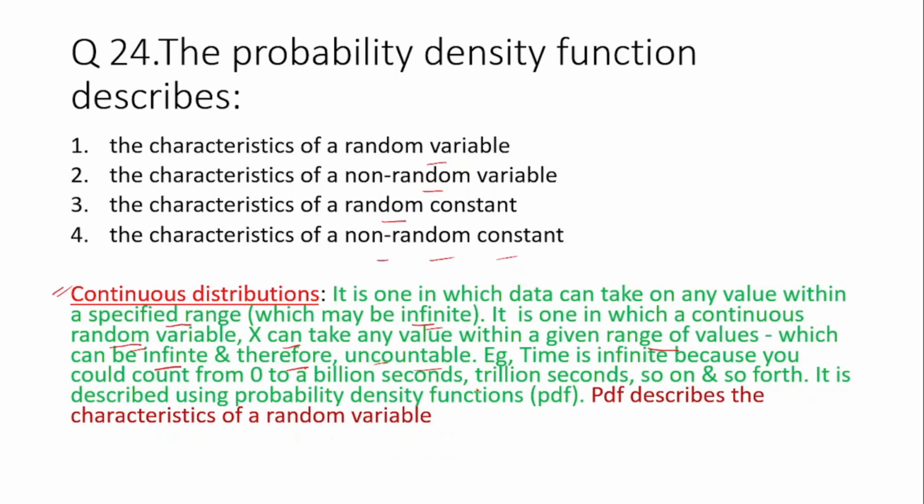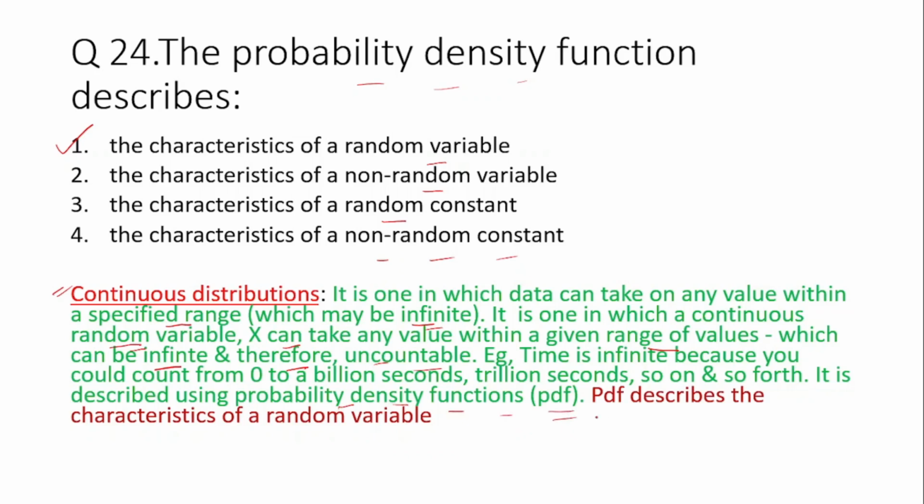Alright, so with that in mind, we can come to the conclusion that whenever we are talking about the probability density function, which is a kind of continuous distribution, the characteristics should be that of a random variable, right? Example, time is infinite because you could count from 0 to a billion seconds, trillion seconds, so on and so forth. So it's a range. It is described using probability density function. The best way to remember is PDF, right? The PDF that you use in systems.